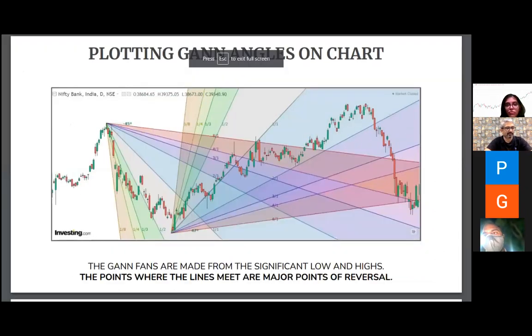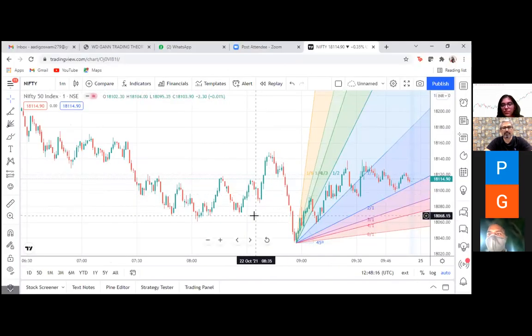Right. So we can also make the Gann fan from a significant high as well, as I've shown here. The points where both of these fans meet are the major points of reversal. Okay. Can we see that also on the chart? On any chart? Yes, the similar one, sir.